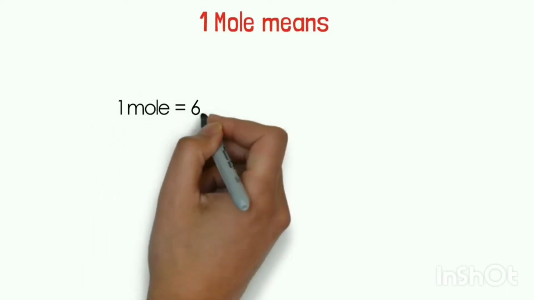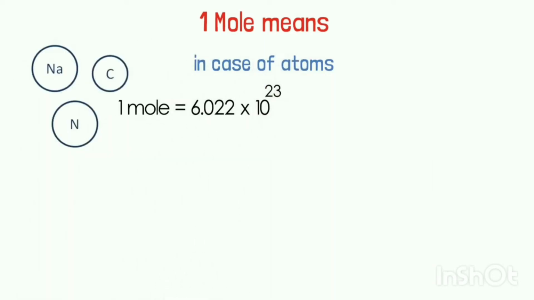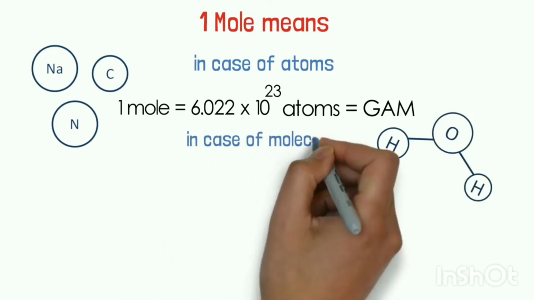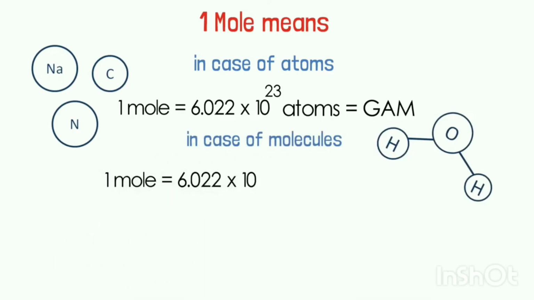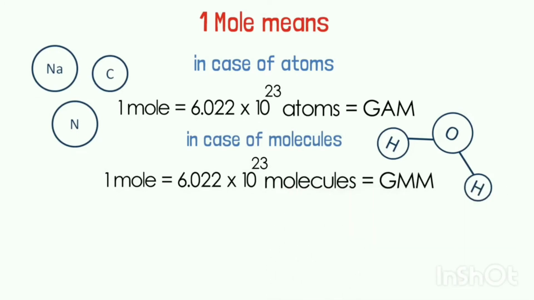Now let us see the difference between 1 mole, molar mass and atomic mass. What is 1 mole? 1 mole is actually equal to 6.022 into 10 raised to power 23. And if we are talking about atoms, it will be 6.022 into 10 raised to power 23 atoms, that is equal to gram atomic mass. In case of molecules, when we say 1 mole, it is equal to 6.022 into 10 raised to power 23 molecules, and which is equal to gram molecular mass.